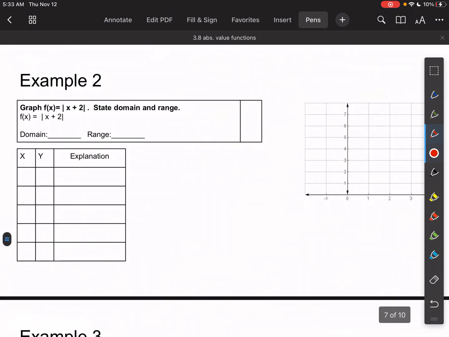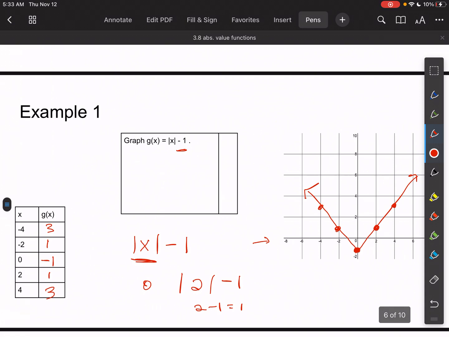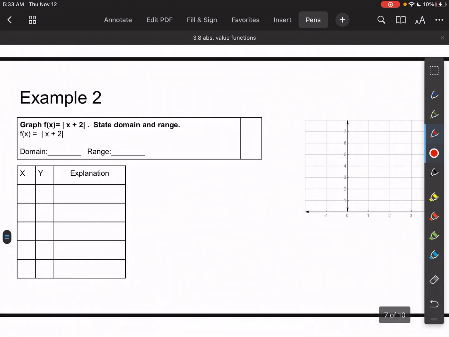Example 2, oh, and do they want us to state the domain and range there? I don't think they do, but example 2, they're going to want us to state the domain and the range, so we'll talk about that. Okay, so we have x plus 2 in absolute value bars. We're going to set x plus 2 to equal 0 to find out where our minimum happens. Nothing happens on the outside of that, so it's going to be the smallest point. Okay, so I subtract 2 from both sides. I get x is equal to negative 2.